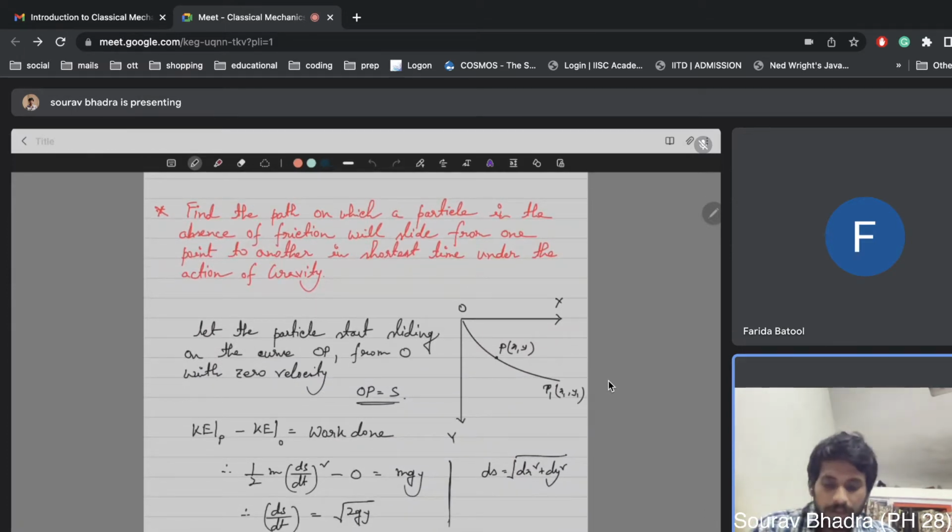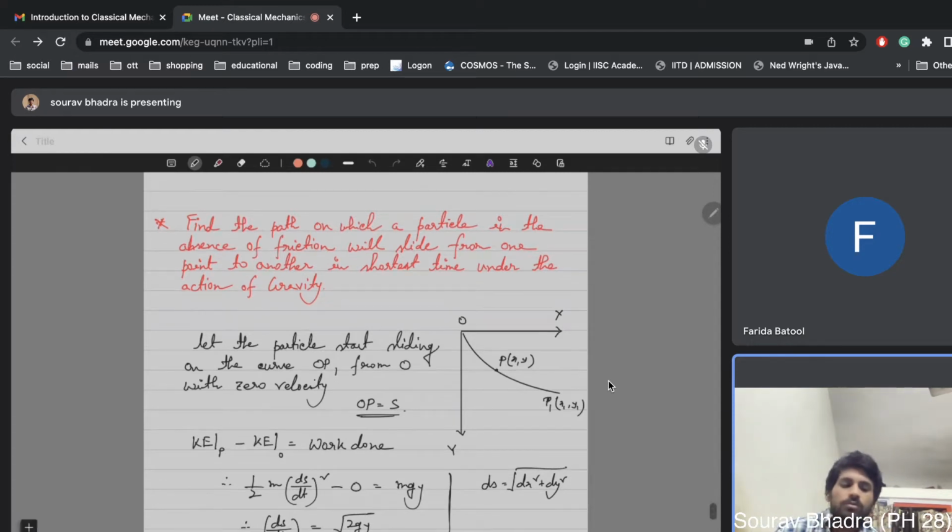As a first application, we will do something from the variational principle. In the last video I did some problems. You have seen I calculated the extremum path on a flat surface as well as on a spherical surface. And today we will do one more thing.